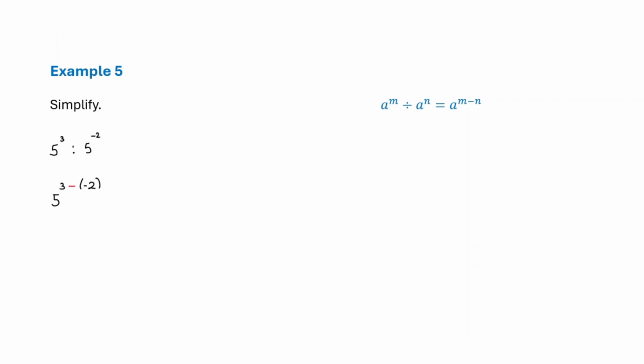3 minus negative 2 becomes 3 plus 2. So the expression becomes 5 to the power of 3 plus 2. Finally, 3 plus 2 is 5. So the expression simplifies to 5 to the power of 5.